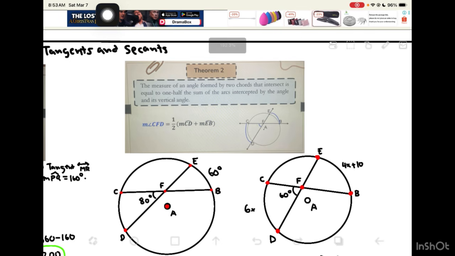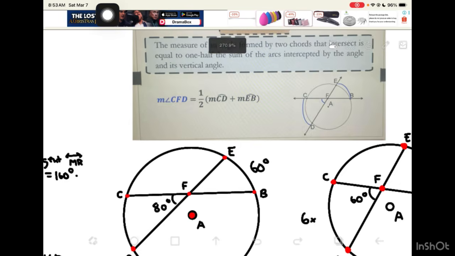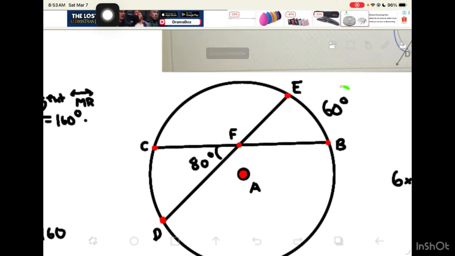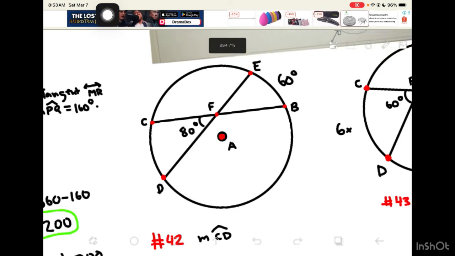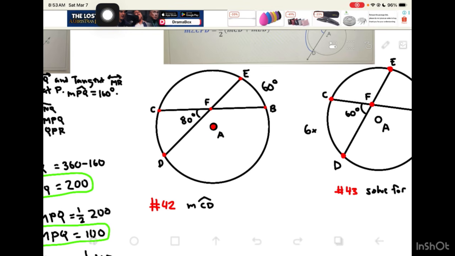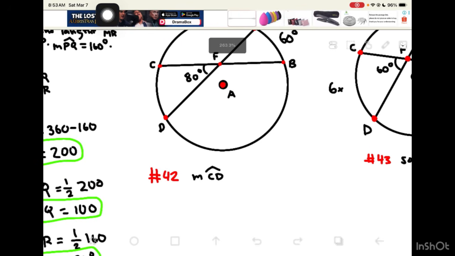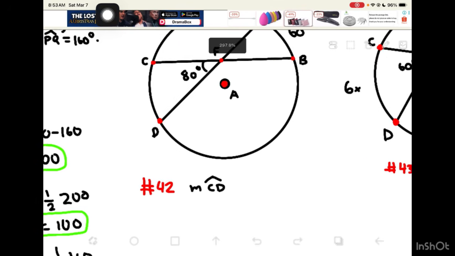So, theorem number 2. The measure of an angle formed by two chords that intersect is equal to 1/2 the sum of the arcs intercepted by the angle and its vertical angle. So basically, it's like this one plus this one is equal to 1/2 of this one. So we can solve that. Let's try to solve arc CD given that arc EB is equal to 60 degrees and angle CFA is equal to 80 degrees.